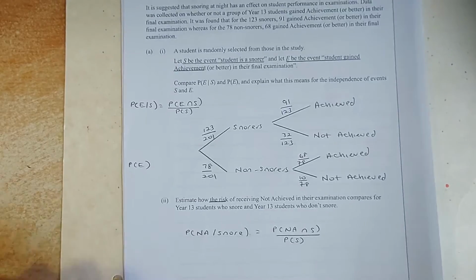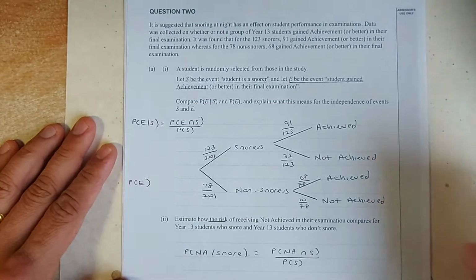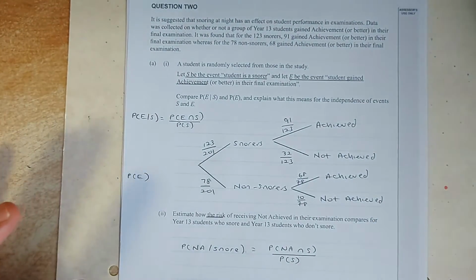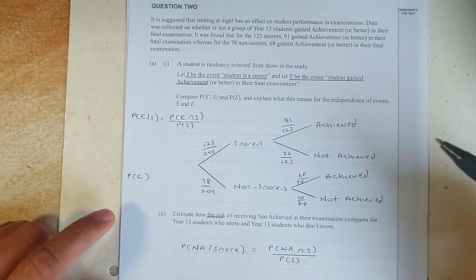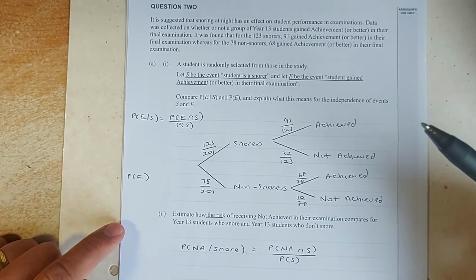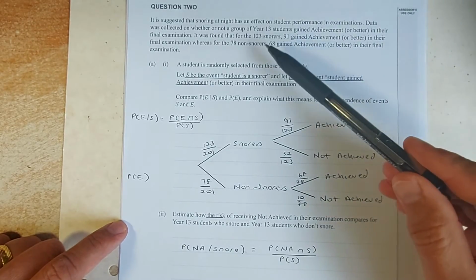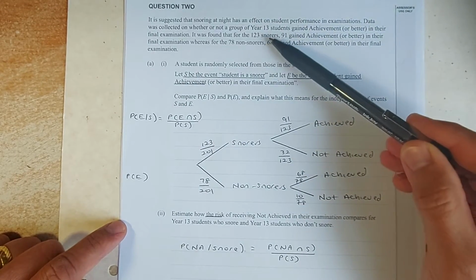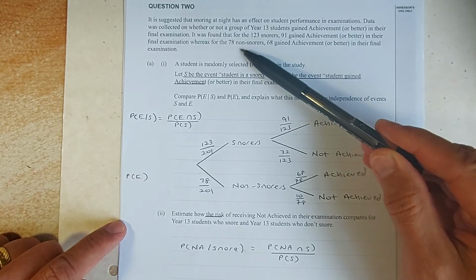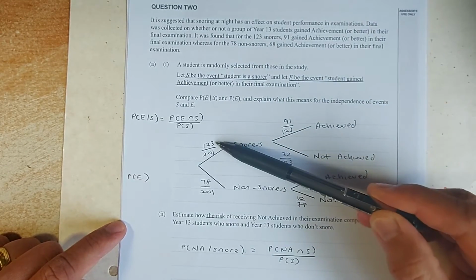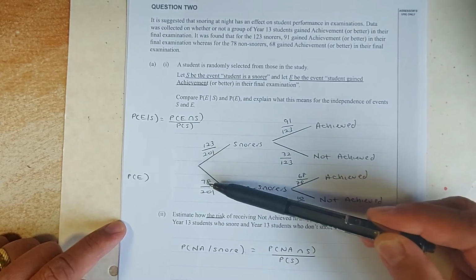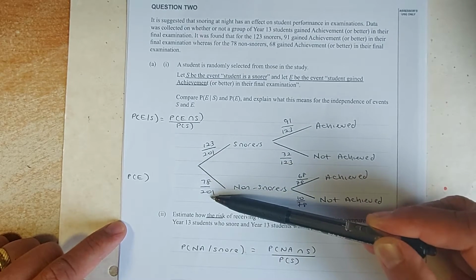Question 2 is a tree diagram. The tree diagram looks like that. I've drawn the tree diagram to make it faster, you know, the video will be quite long. So there are altogether 201 students because there are 123 snorers and 78 non-snorers. So the first event is going to be snorers and non-snorers: 123 over 201 for snorers, 78 over 201 for non-snorers.